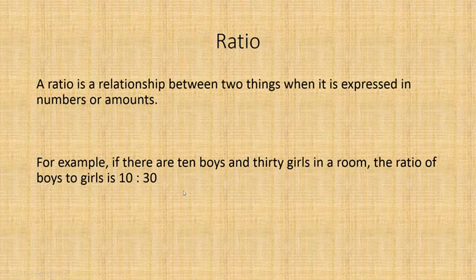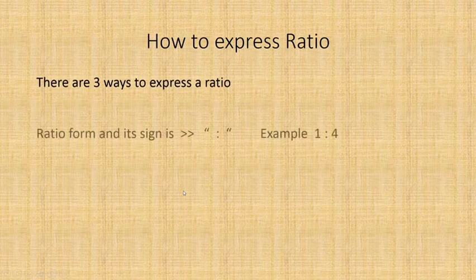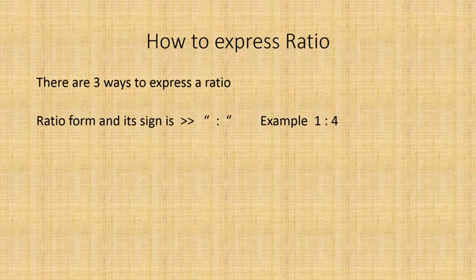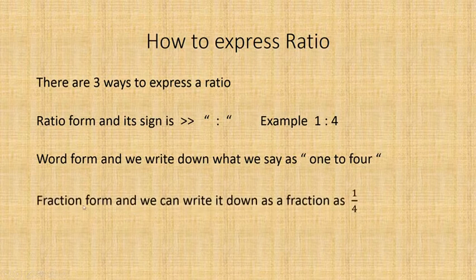Let's understand it more. I know that you didn't get it yet. So how do we express a ratio? There are three ways to express a ratio. Ratio form, and its sign is "to". This sign is called "to". For example, I can write 1 to 4. Or the word form, and we write what we say, 1 to 4. The third way is the fraction form, and we can write it as a fraction, 1 over 4. It's like a fraction.